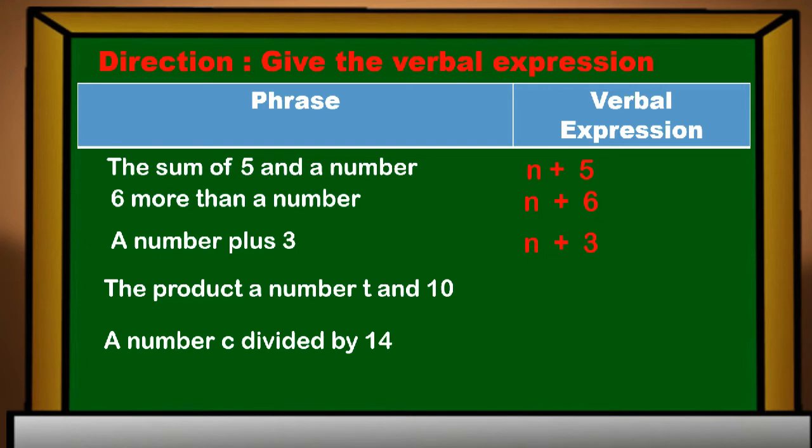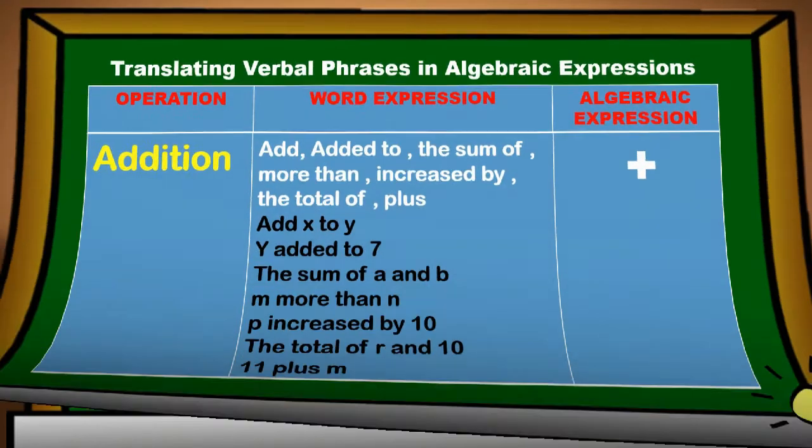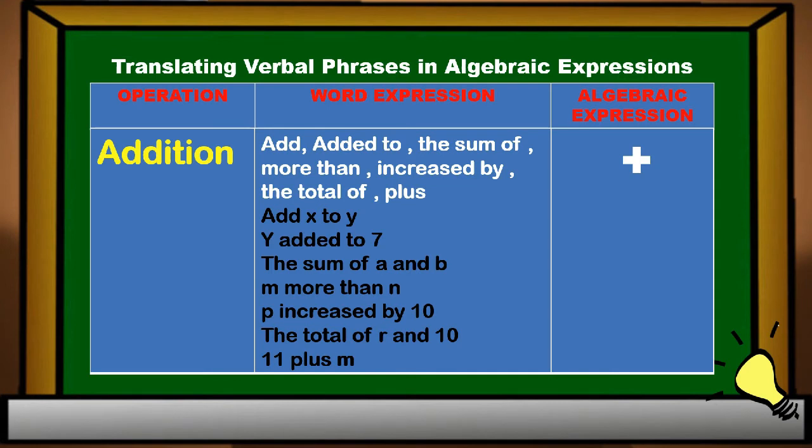The product, a number t and 10, that is t times 10. Then the last one, a number c divided by 14, that is c divided by 14 or c over 14. Okay, that's it, class. Now to sum up our lesson for today, we have here translating verbal phrases in algebraic expressions. So the operation is addition.